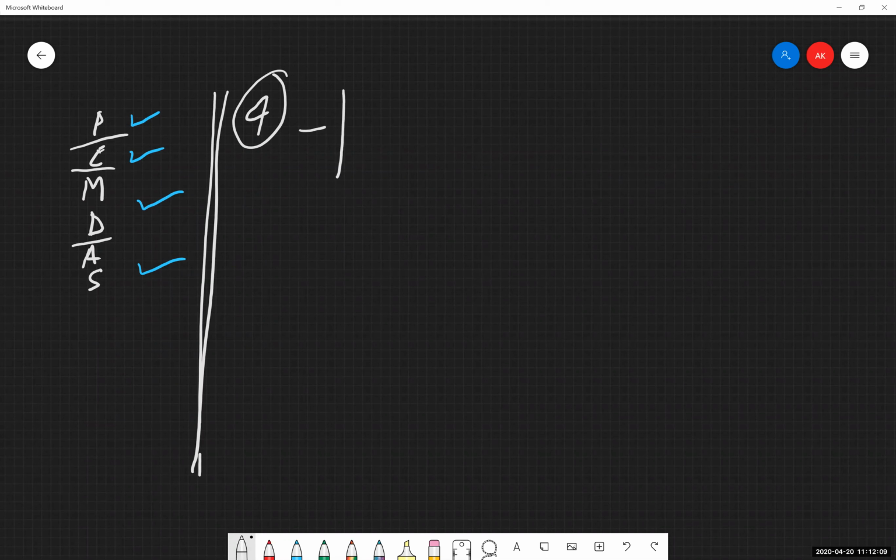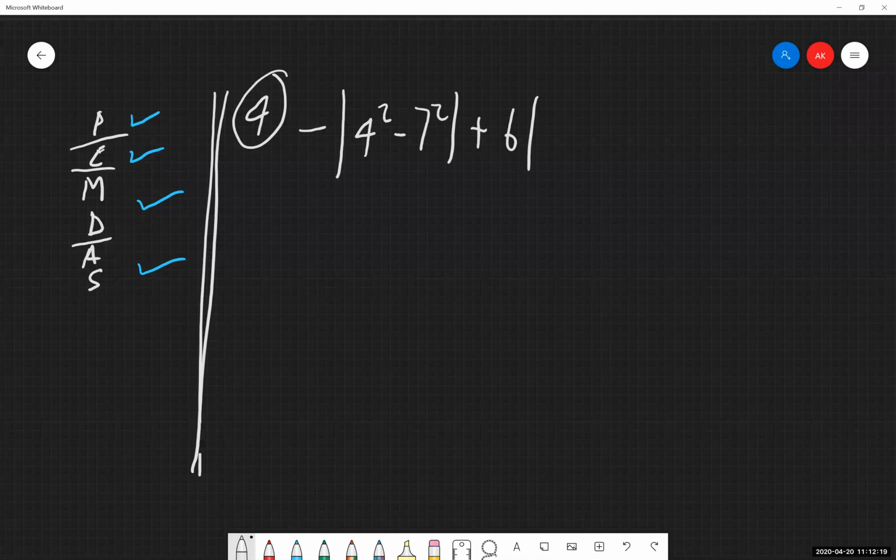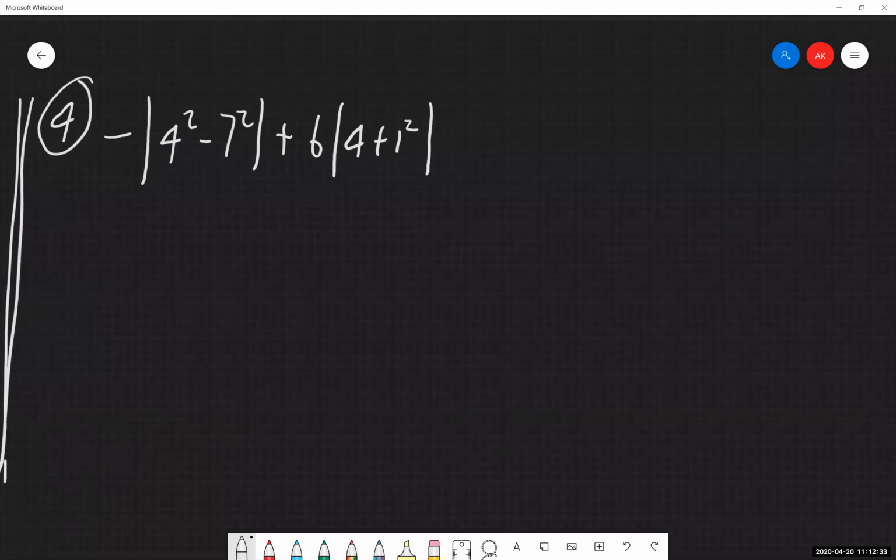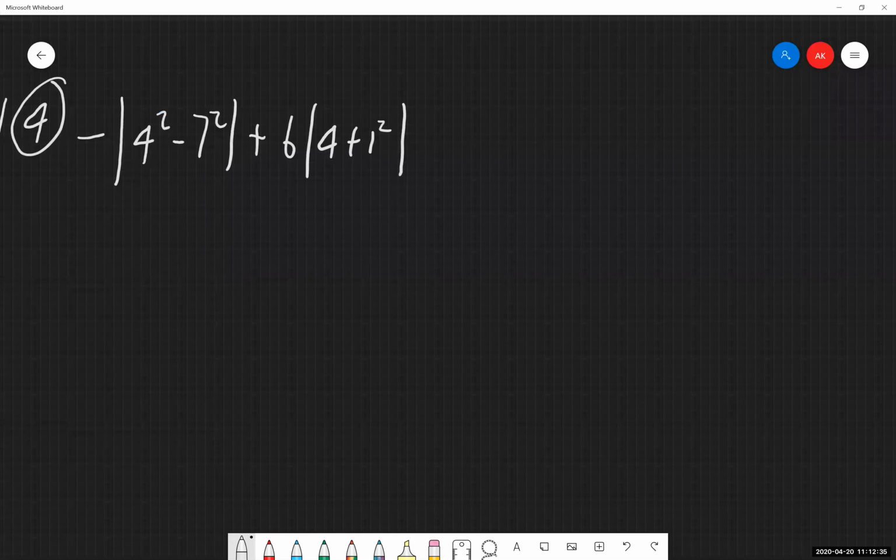I do want to go through this one because there's a lot of subtle stuff that shows up with this one. Okay. So we have the negative absolute value of 4 squared minus 7 squared plus 6 times the absolute value of 4 plus 1 squared.